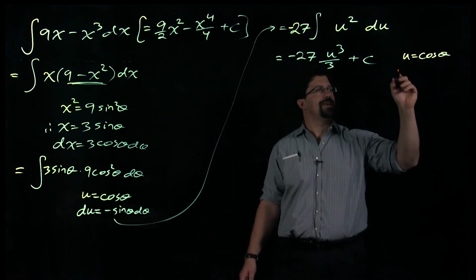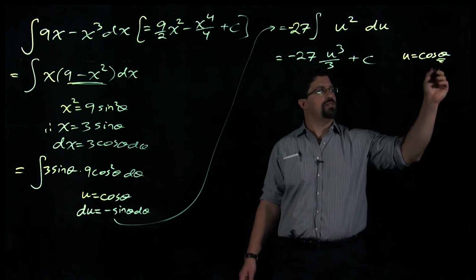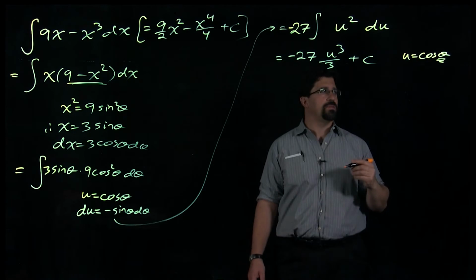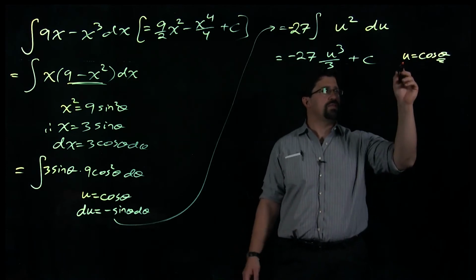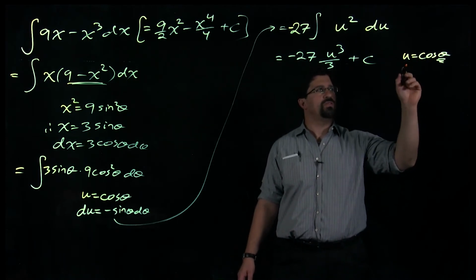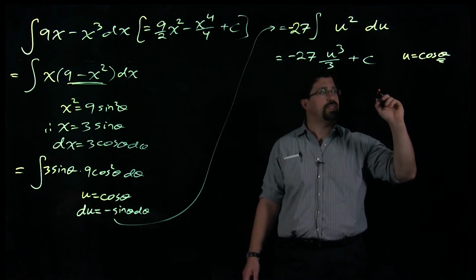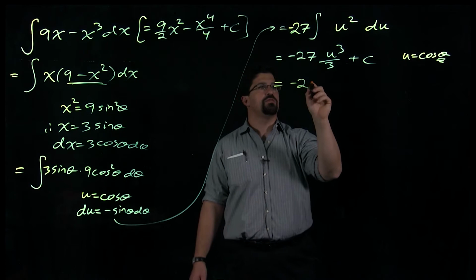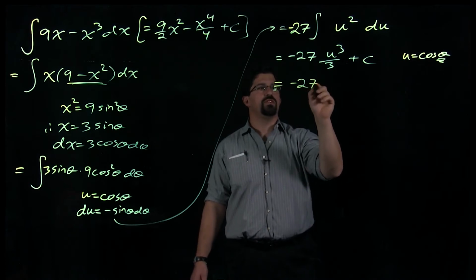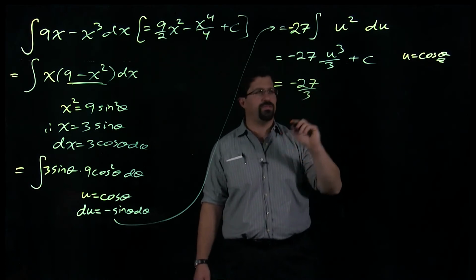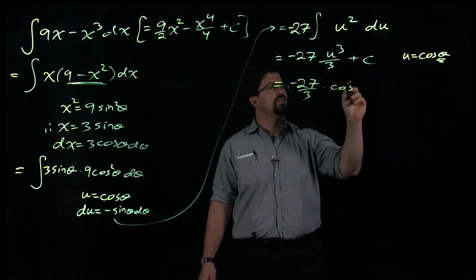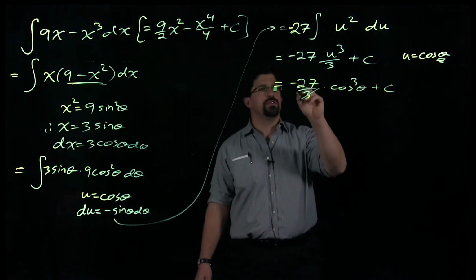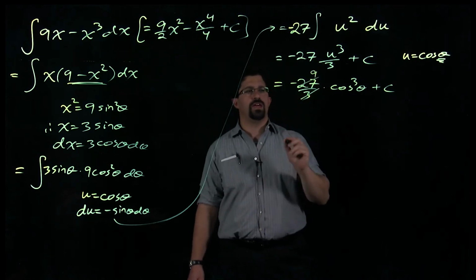So that means that in order to isolate for theta, well, I guess in this case we don't need to just yet. We're going to have to afterwards figure out how to write down x in terms of theta, but this will do for the first step. This is going to be negative 27 over 3, I can probably simplify that, times cosine cubed theta plus c. All right, let's simplify that right over there.